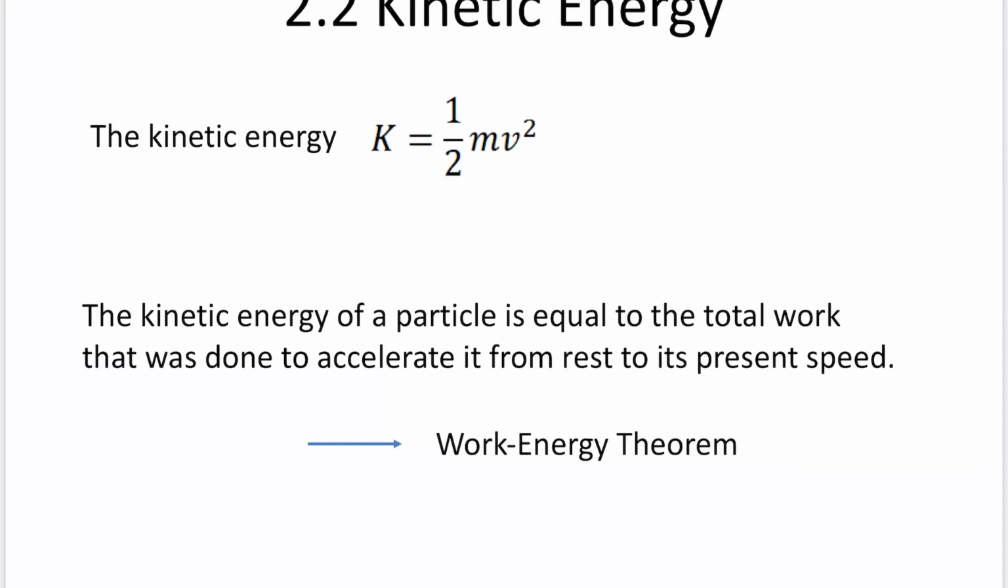So in the last session, I introduced work. In this session, I'd like to show you how work is related to kinetic energy. The kinetic energy of a particle is defined as K equals 1 over 2 mv squared, where m is the mass of the particle and v is its velocity. Kinetic energy is closely related to the work done on the object. We call such a relation the work-energy theorem.